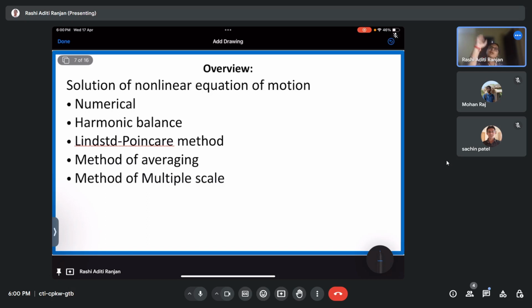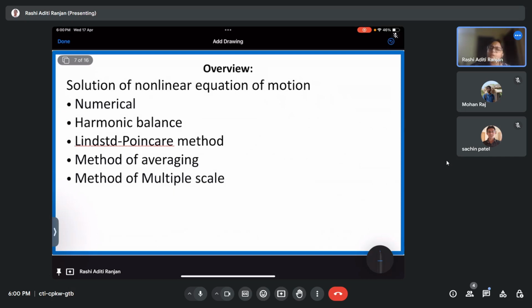And the lectures are also sufficient to make you understand how these methods work. Like in case of harmonic balance method, what do we do? We consider the solution in terms of a Fourier series. Then I put that solution in the equation of motion, and then I try to find the constant values of the assumed solution so that I can find the solution, right? But what is the assumption? The assumption is that my solution is periodic, right?